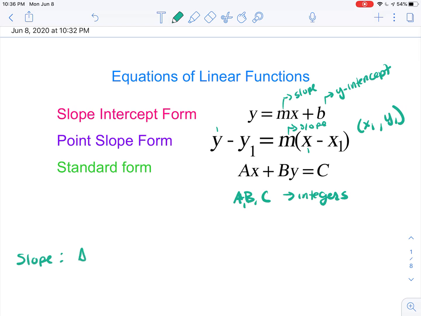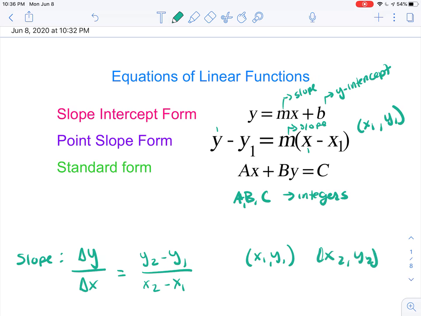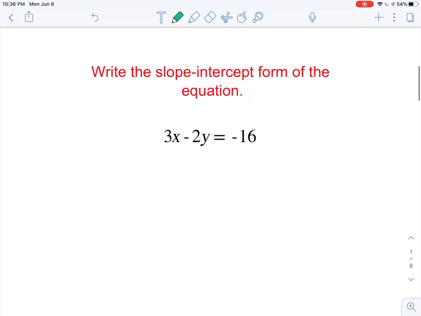The only other formula you do need to know for this section is the slope formula. Remember, the slope formula is the change in y over change in x, which is also written as y2 minus y1 over x2 minus x1, where x1, y1 and x2, y2 are a given set of points. Now let's see all the different types of questions that we can experience for this section.